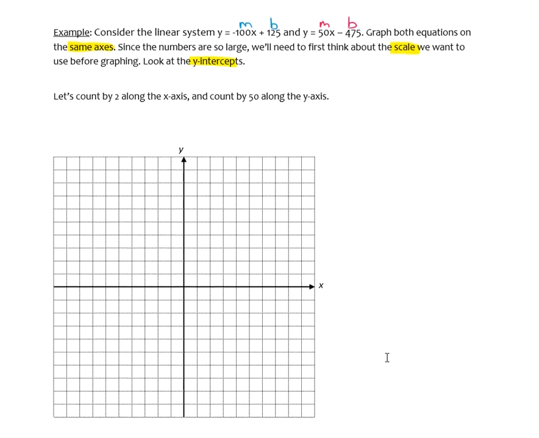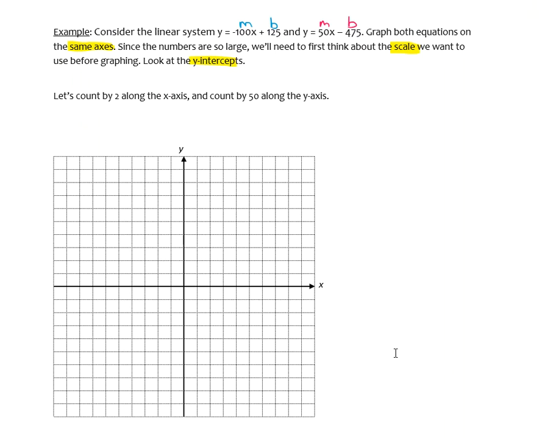But these are really big numbers, so I'm going to have to think a little bit before. I can't just use a scale of ones. The clue here is the y-intercepts. I have a y-intercept of 125 and a y-intercept of negative 475, so I want to make sure to include at least those values. I'm going to count by probably 100. 1, 2, 3, 4, 5. Yeah, I could probably count by 50s. These numbers aren't that big.